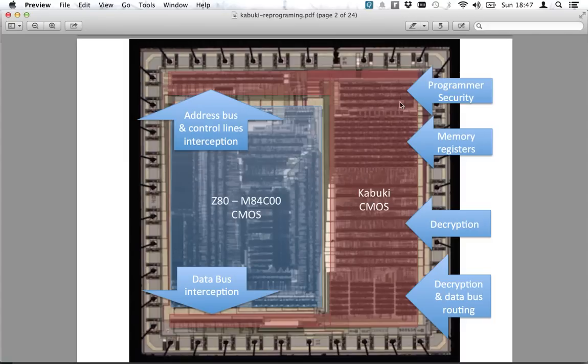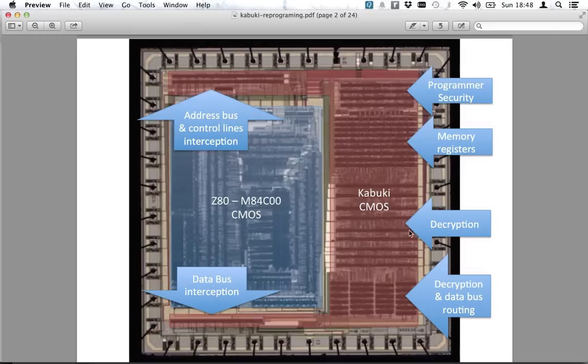Next to it, we have several blocks to the right of the screen. From top to bottom, they are the programmer and the security component of the programmer. This is what's important for us today, because this is what allows us to reprogram and recover working copies of our games. Next to it, below, we have the memory registers, which is where all of the encryption keys and different configuration assets of the Kabuki CPU are stored.